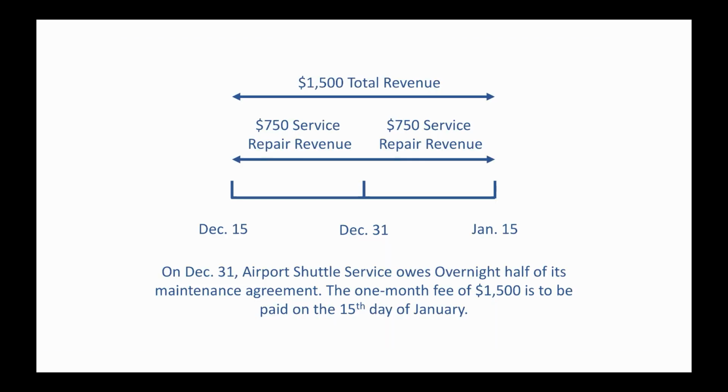Overnight earned an additional $750 from the 1st of January until the 15th, when the service fee was paid. Overnight will receive a total of $1,500 on January 15th. Once again, be careful because part of the $1,500 has already been recognized as revenue. Record the entry for the receipt on January 15th.